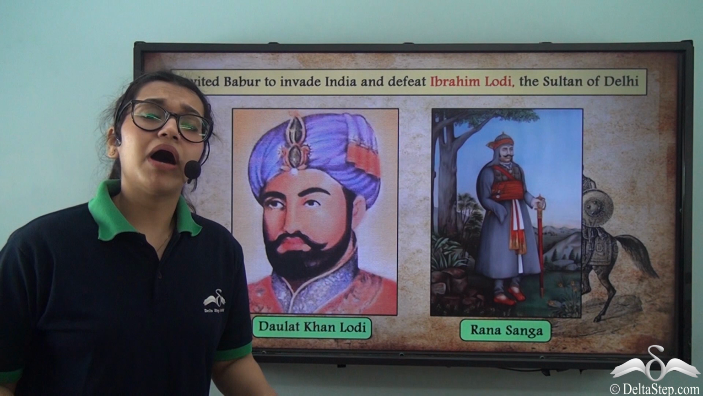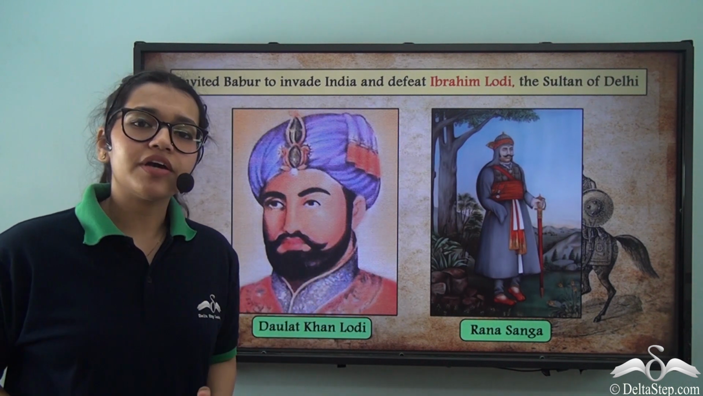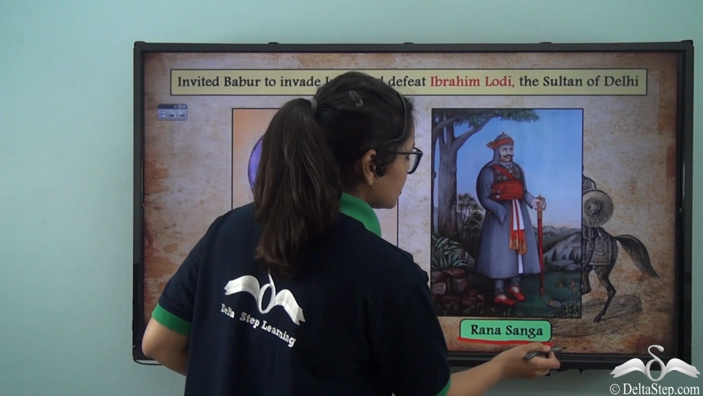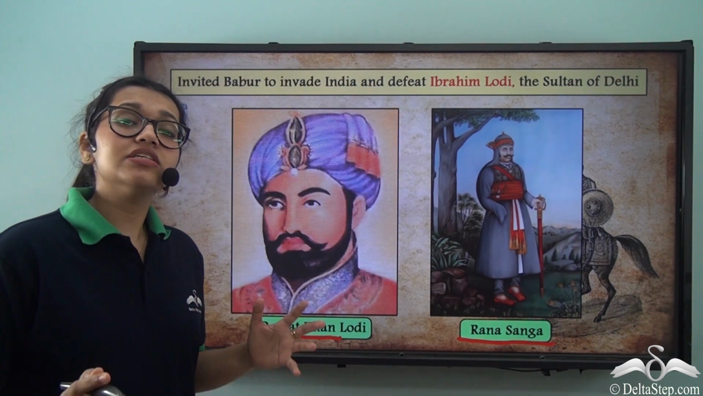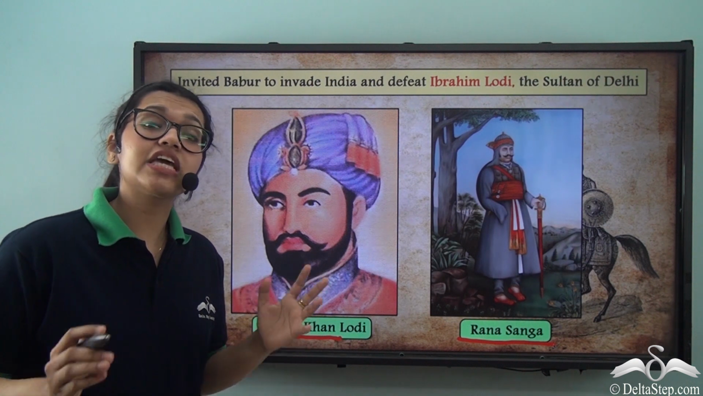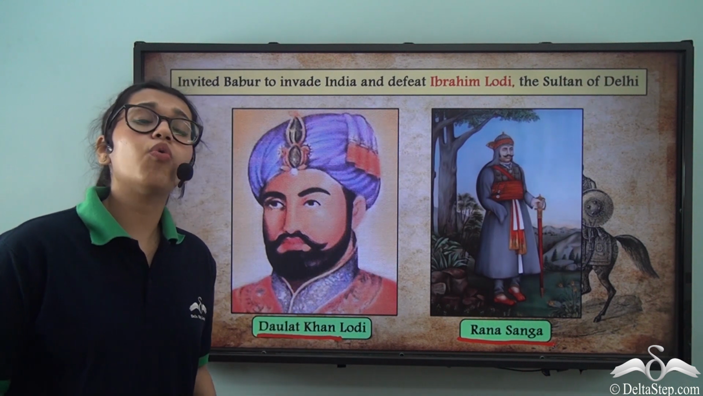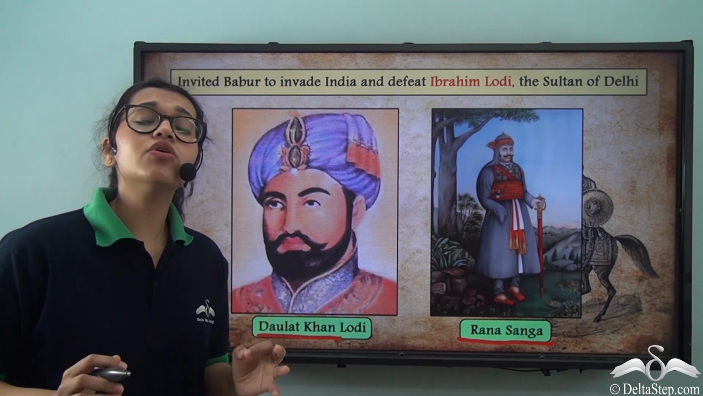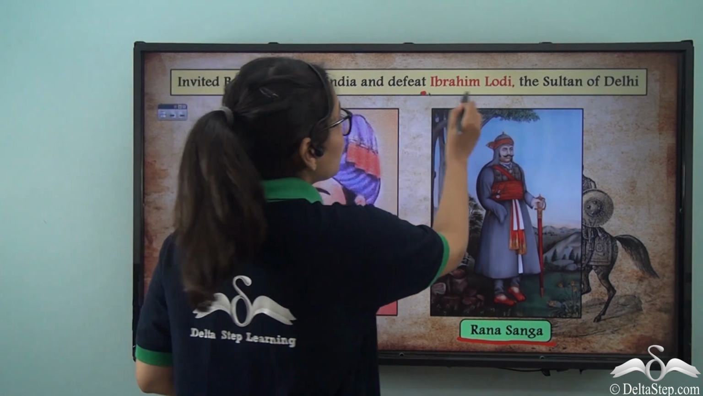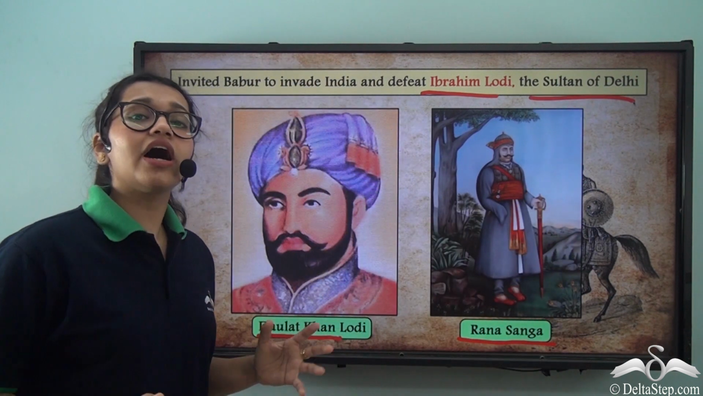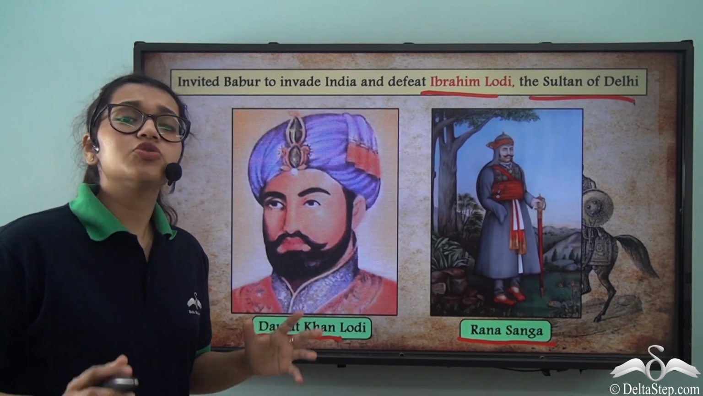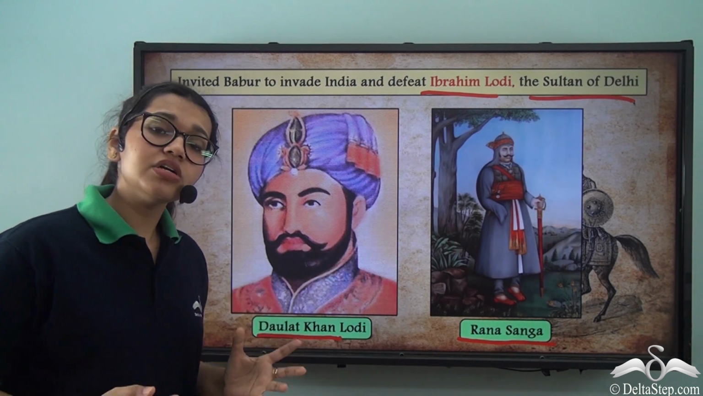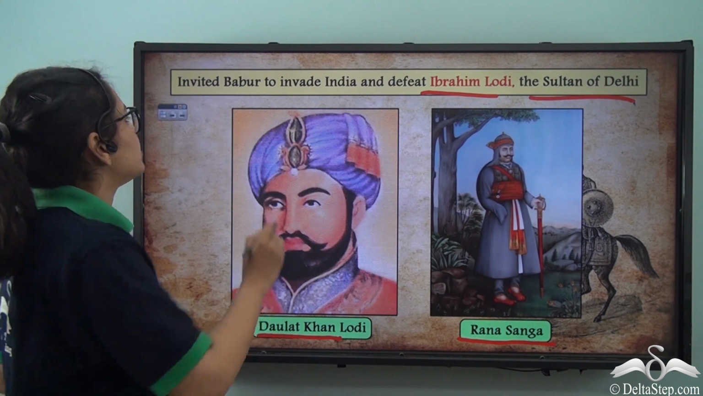Now, how did Babur get an opportunity to come to India? Well, you see, in India, Daulat Khan Lodi and Rana Sanga had heard about his administrative and his military capabilities. And so they decided they wanted to invite Babur to India so that they could together defeat Ibrahim Lodi, who was then Sultan of Delhi or the ruler of Delhi. So basically he was invited by these two men so that he could come here and defeat Ibrahim Lodi.